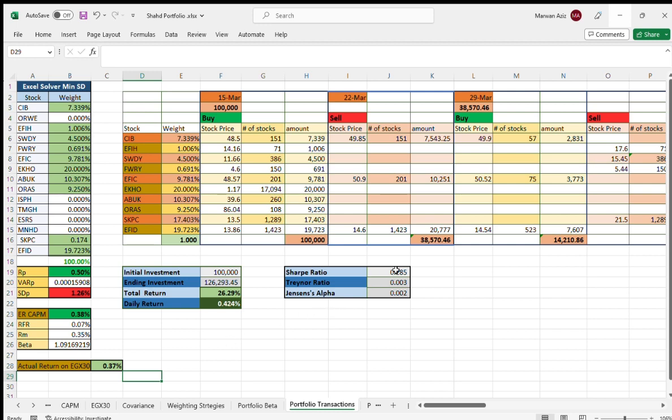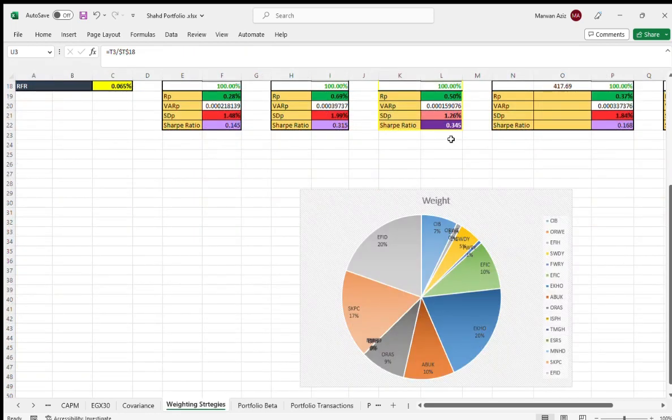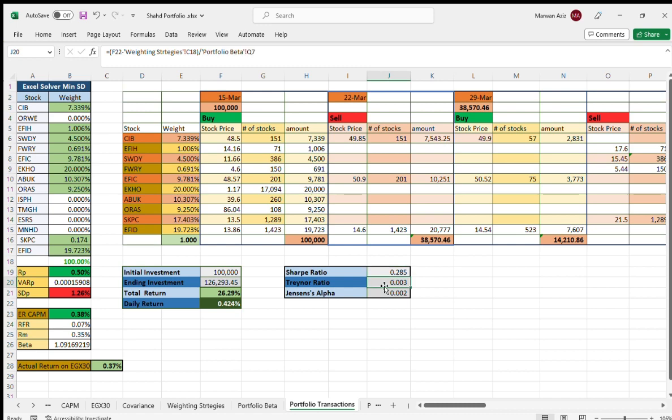I also got some measurements to evaluate the performance of my portfolio. So I got the Sharpe ratio. It was positive, but it was lower than the expected one that I got here, which is expected because I got a lower return than I was expecting. And I also got the Treynor ratio and the Jensen alpha, and they both were positive because I had a positive return and it was outperforming the market.